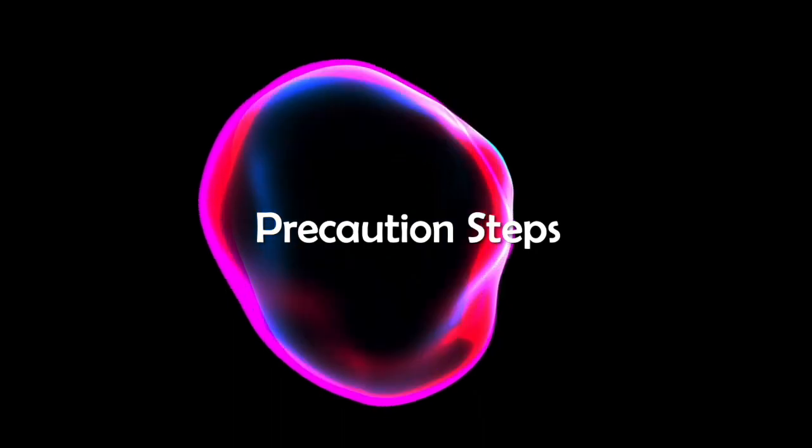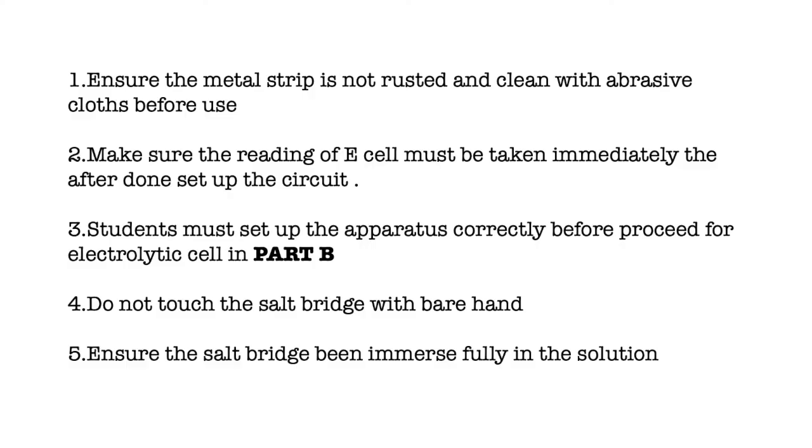Okay, precaution steps in this experiment. Ensure the metal strip is not rusted and clean with abrasive cloths before use. Sebab itu, madam minta awak bersihkan sampai berkilat. And then number 2, make sure the reading of E-cell must be taken immediately after you are done setting up the circuit.